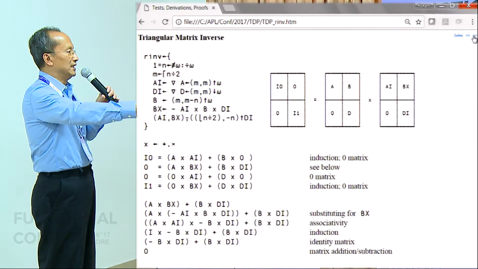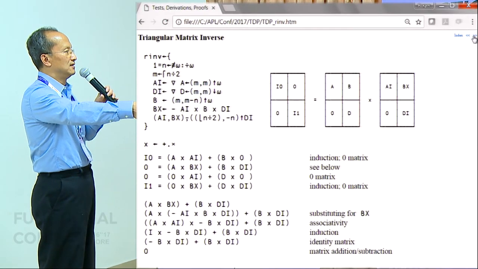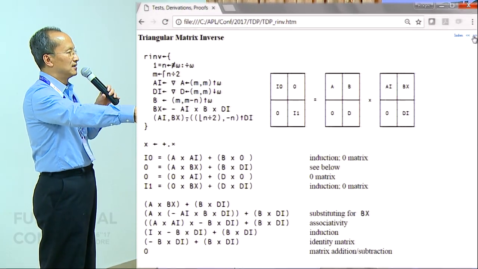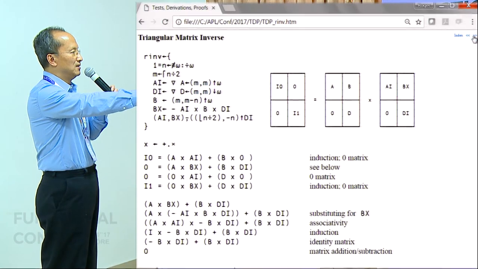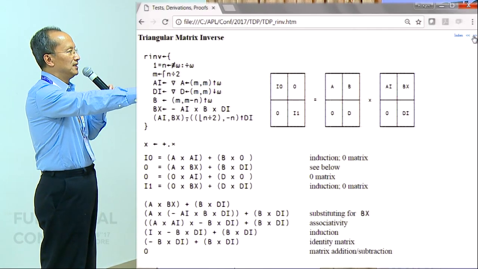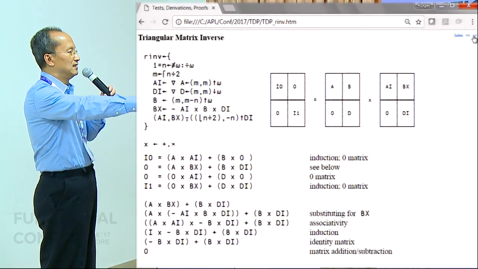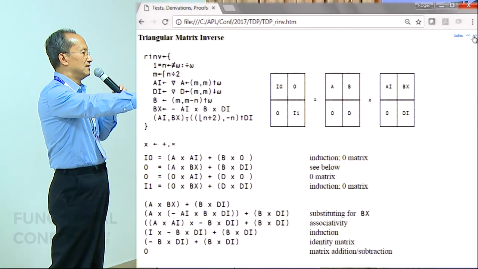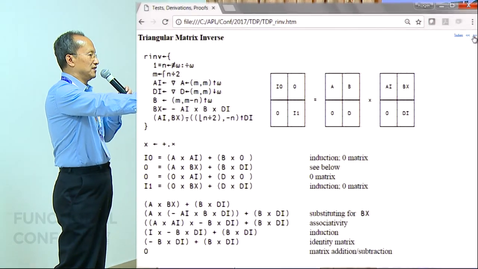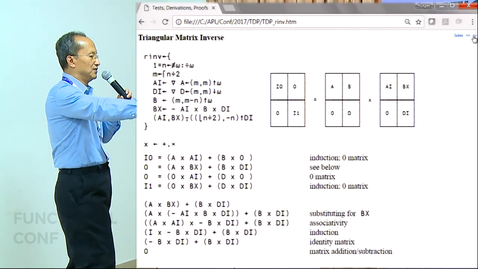The most complicated one is this, let's see, the one that says C below. A, B times BX, AB in the product of BX, DI, and you can satisfy yourself that it does give zero.